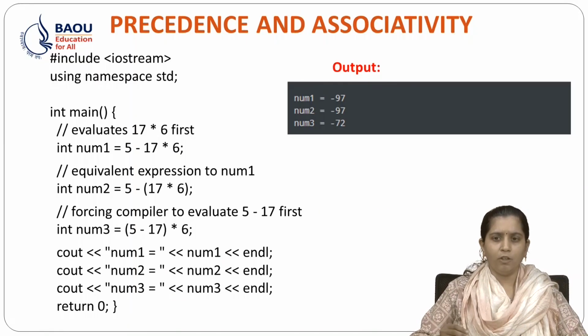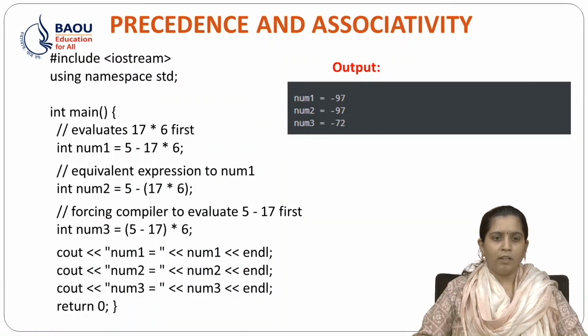Like we use BODMAS in our day-to-day life, over here we use precedence. The precedence of the second number, that is num2, 5 minus 17 into 6. So, over here also the precedence of the brackets is first, and over here also 17 into 6 will be evaluated first, and after that the result of 17 into 6 will be subtracted from 5.